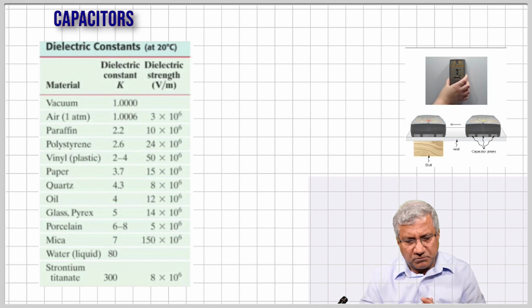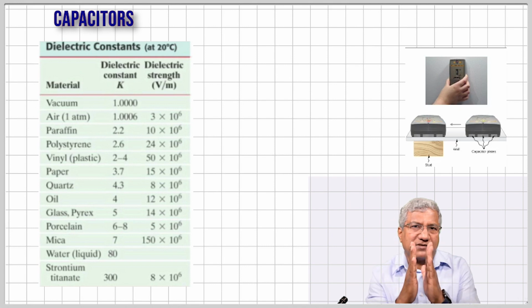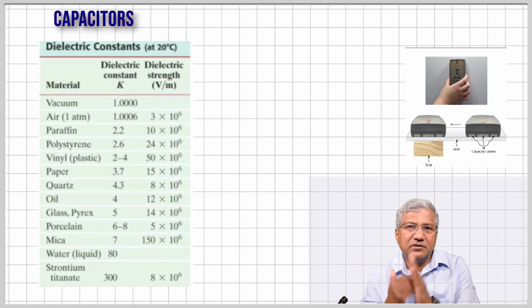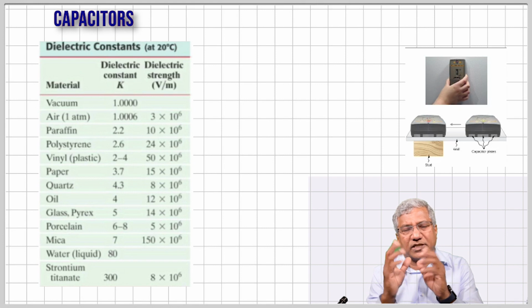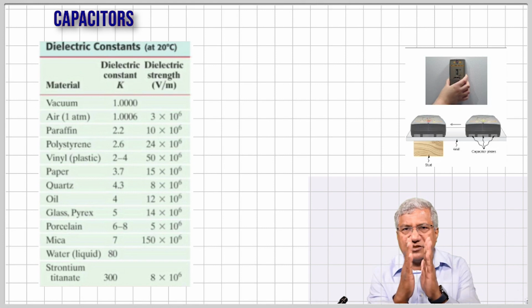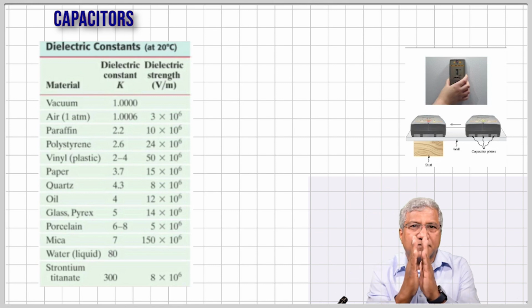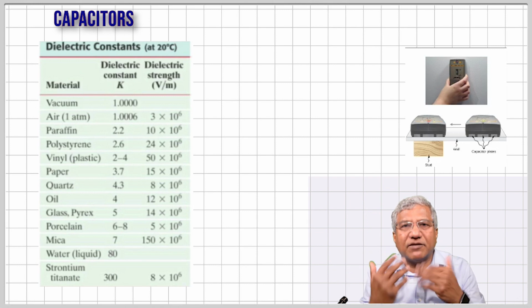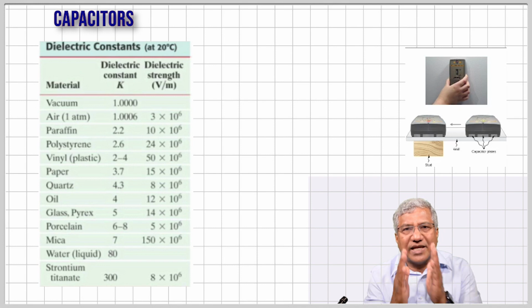Vacuum or air has approximately 1, and you see paraffin as 2.2, and as you go down, paper has a dielectric constant 3.7, and mica has 7. What do you mean by dielectric constant? Simply, if you have air as the dielectric, and then you replace the air with mica, as an example, you're not changing the other geometry, like you're not changing the area of the plates, not changing the distance. You simply filled it with mica. That means the capacitance now becomes 7 times of what it was with air.